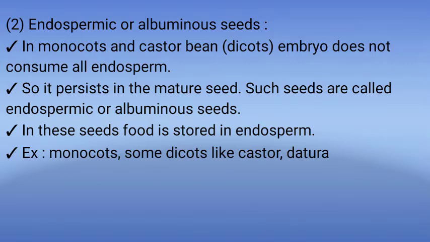The embryo does not consume all the endosperm. They consume endosperm but not completely, so it persists in the mature seed. Such seeds are called endospermic seeds or albuminous seeds. In these seeds, food is stored in the endosperm. Examples: most monocots, and some dicots like castor and datura.